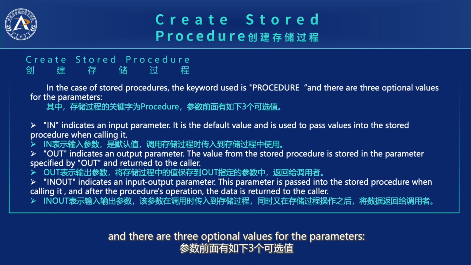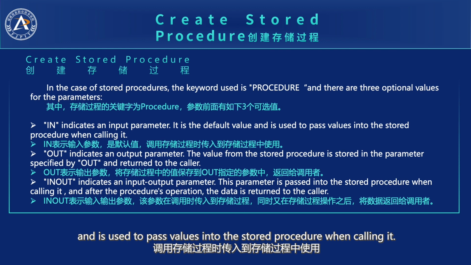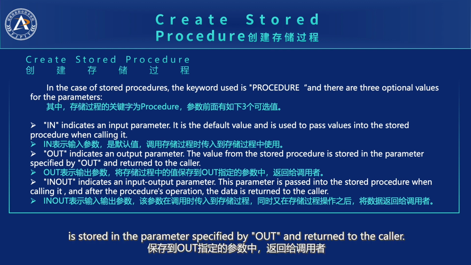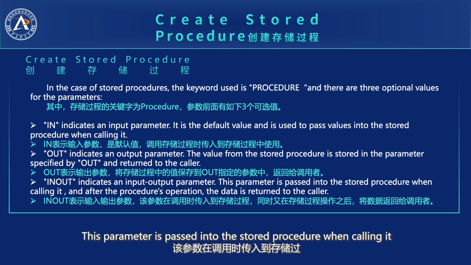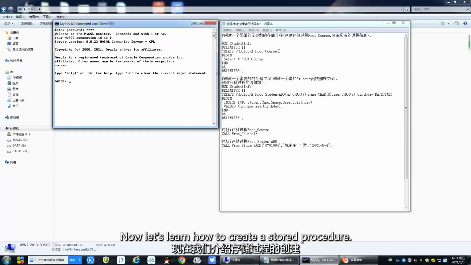In the case of stored procedures, the keyword used is procedure, and there are 3 optional values for the parameters. In indicates an input parameter. It is the default value, and is used to pass values into the stored procedure when calling it. Out indicates an output parameter. The value from the stored procedure is stored in the parameter specified by out and returned to the caller. In out indicates an input-output parameter. This parameter is passed into the stored procedure when calling it, and after the procedure's operation, the data is returned to the caller.